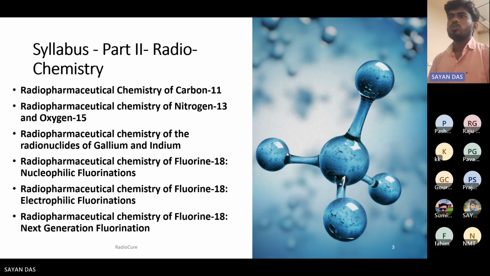And then we will go to the next generation fluorination. That will also be a very interesting topic. When we come to it, we can understand how interesting the chemistry is, and how interesting the biological interaction of those radiopharmaceuticals is. We'll come to know in those sectors.